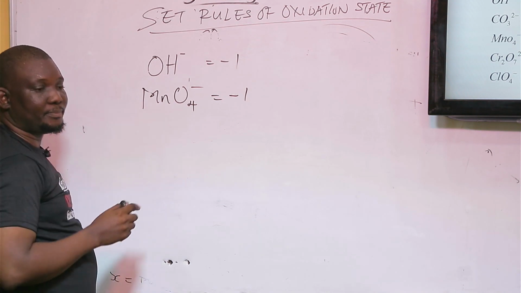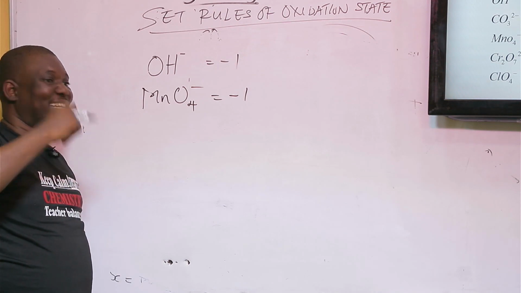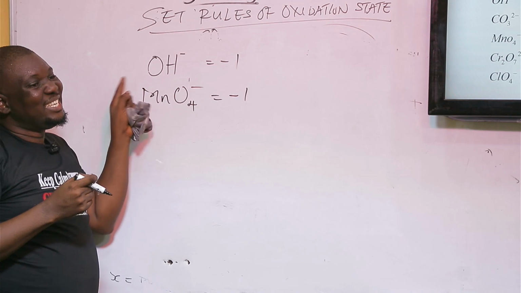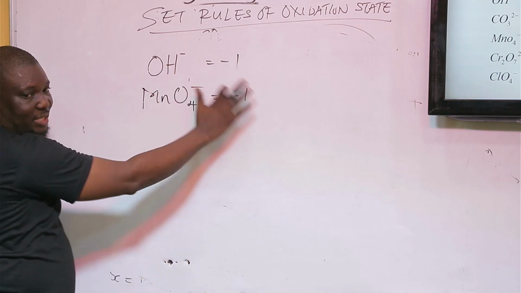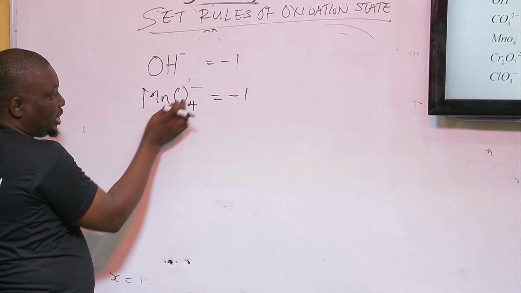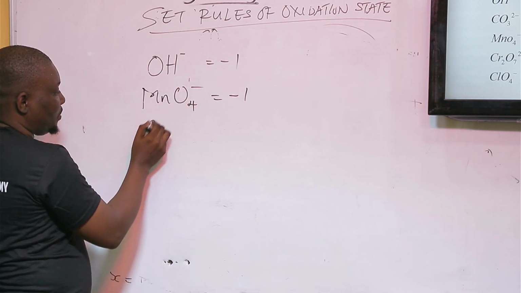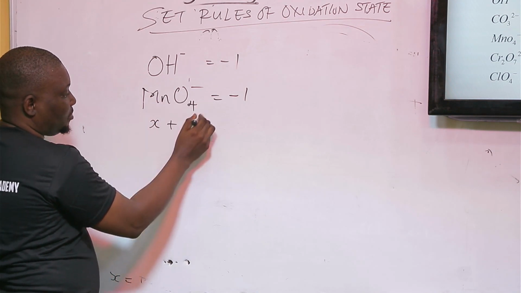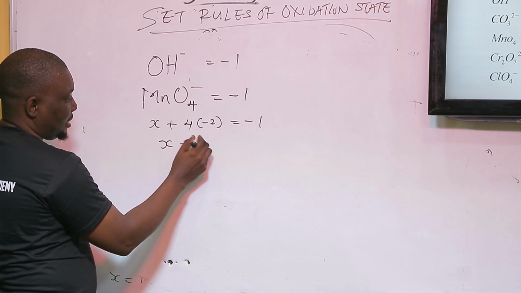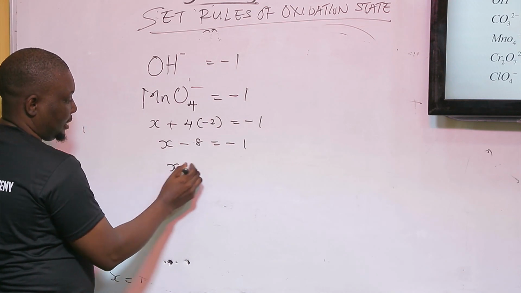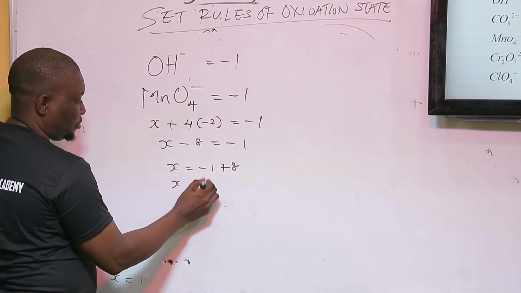Find Mn here. The rule is that the sum of oxidation states of all the atoms in an ion like this is equal to the charge on the ion. The charge on this particular ion is -1. So everything is equal to this charge. Okay, so let's find Mn. Already you know that oxygen has always been what? -2. So let this be x plus 4 atoms of oxygen times -2 equals -1. So we have x minus 8 equals -1. So x is equal to -1 plus 8. x is what? Plus 7.